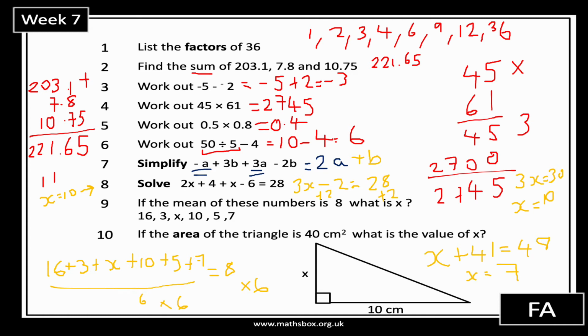Okay, question number 10, guys. If the area of the triangle is 40 centimeters squared, what is the value for x? Well, the formula for the area is base times height divided by 2, or a half BH for short. So 10 times x, base times height divided by 2, has to equal 40. Simplifying this, we're going to get that 5x is equal to 40. 5x means 5 times x, so dividing both sides by 5 means that I get x is equal to 8. Okay, and that's my answer for question number 10.